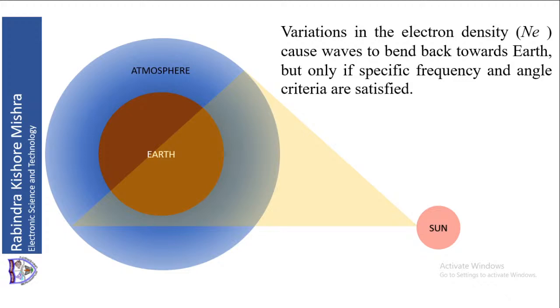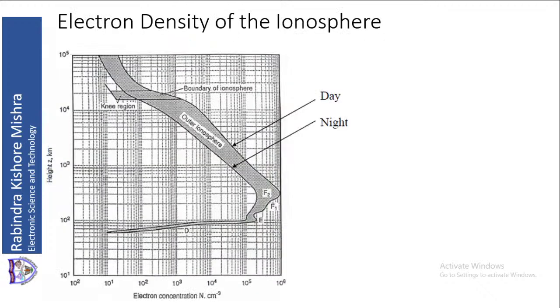So this is the basic introduction to ionospheric propagation. Now let us look at the electron density profile of the ionosphere.